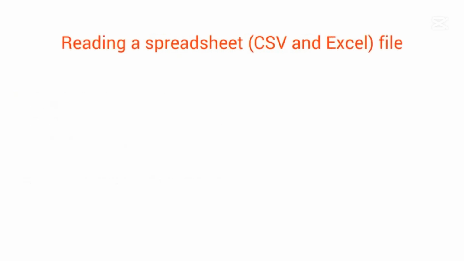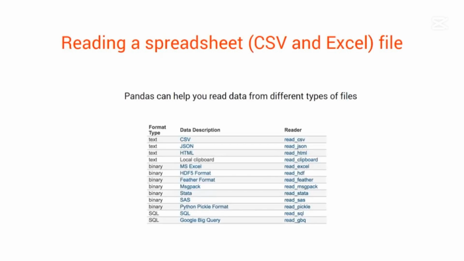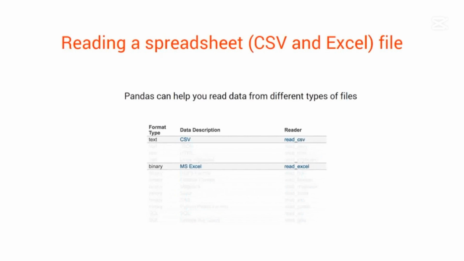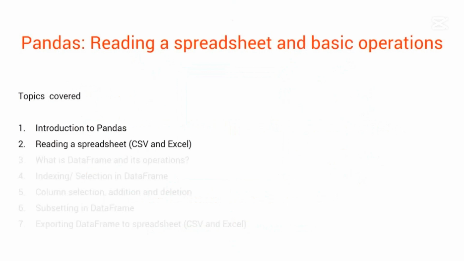Let's move to the next part of reading spreadsheets in pandas. But before that, let us have a look at the different file formats that pandas can read. Pandas can read a wide variety of files such as CSV, JSON, HTML, local clipboard, Excel, HDF5 and so on. And these are the functions that read these different file formats. But we will focus on two files in particular, the CSV and the Excel file format. We can use the read_csv function to read CSV files and read_excel function to read Excel files.